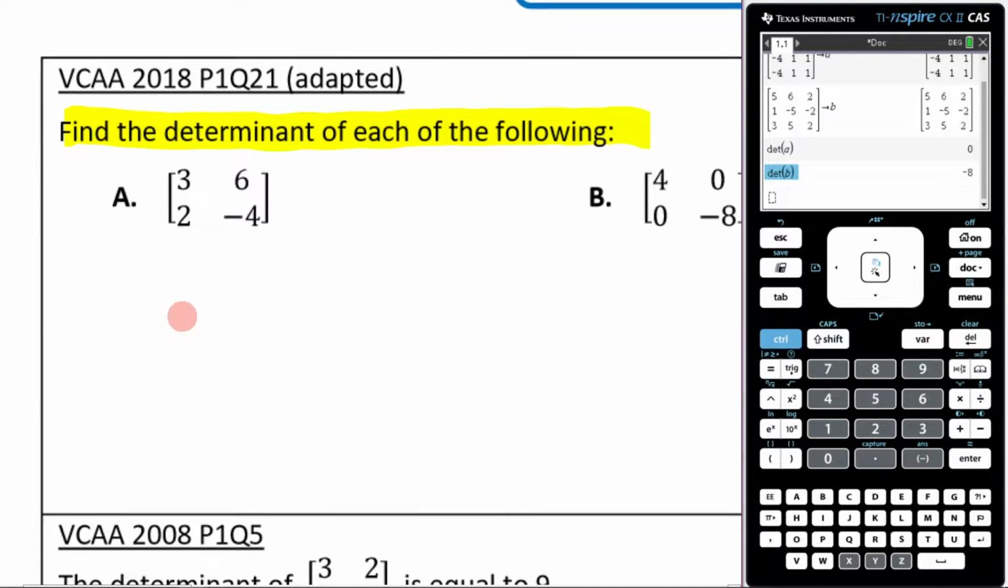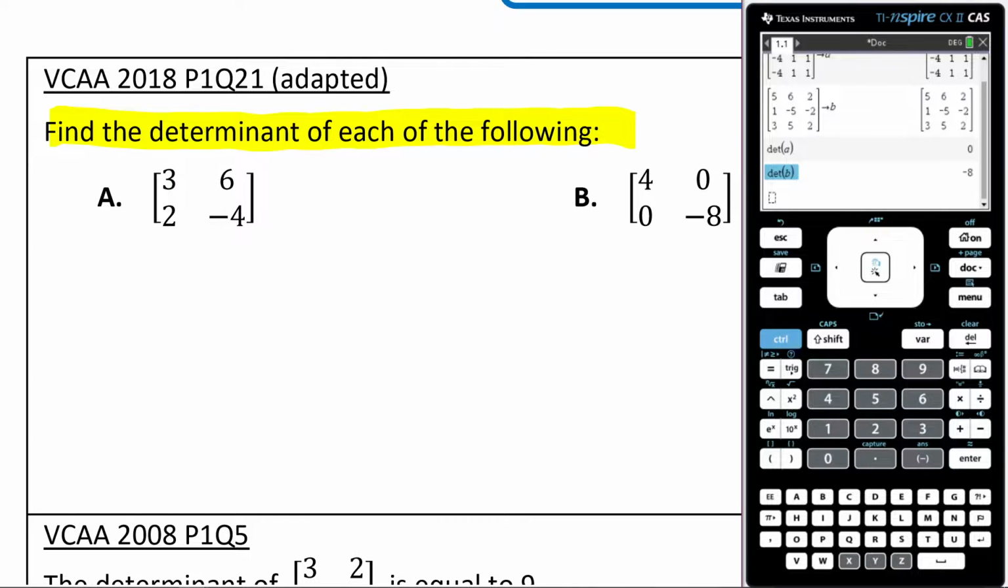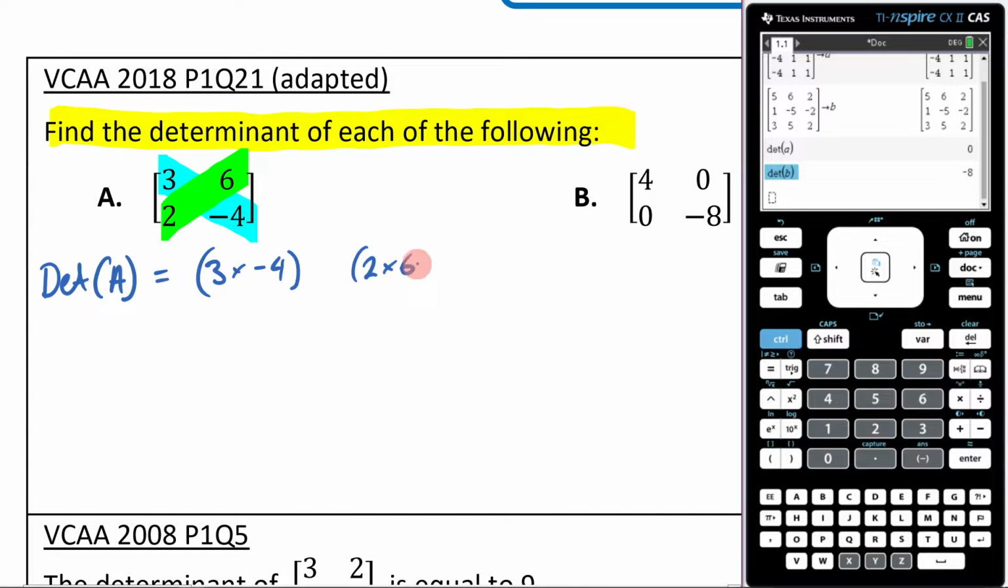So let's zoom in here and find the determinant of A. So here I'm finding what the determinant of A is going to be. To do that, you multiply these two together, so that's going to be 3 times -4. And then you multiply these two together, 2 times 6, and then you subtract them from each other. So you're multiplying diagonally and then subtracting the products.